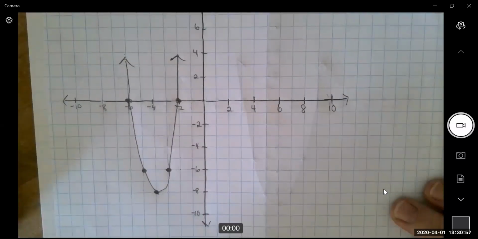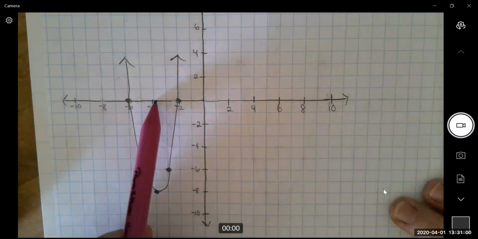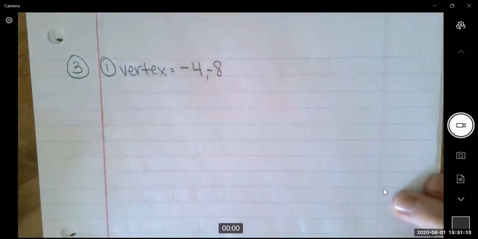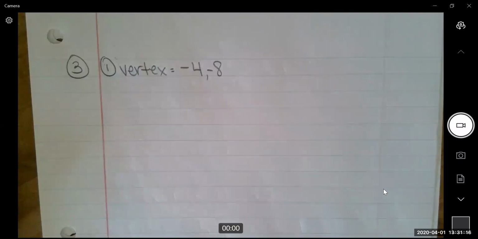All right, number 3. First of all, let's find the vertex. The vertex for this is going to be negative 4, negative 8. Let me write vertex: negative 4, negative 8. I'm going to give you guys a big clue here because I'm sure you are all wondering, what if A has to have a number there? What is that going to look like? So let's look at what happens here.